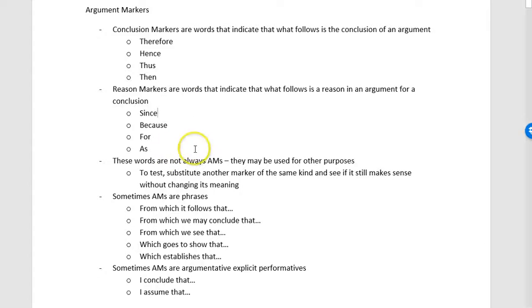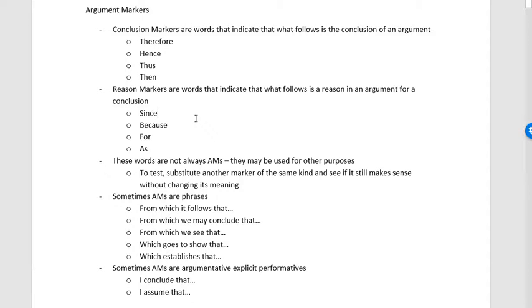So there are some exceptions to this. Like since can be a temporal marker. It doesn't have to be an argument marker. It could be like, since I turned 21, my life has been much better or worse. I don't know, something like that. That wouldn't be saying, because I turned 21, life became worse. It's just, since the time at which I turned 21, life has gotten better or worse, something like that.